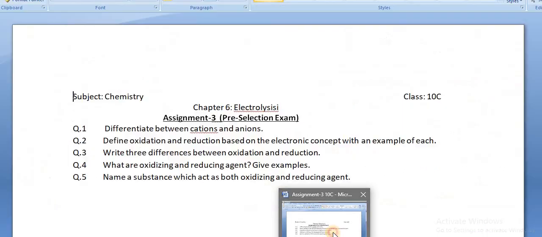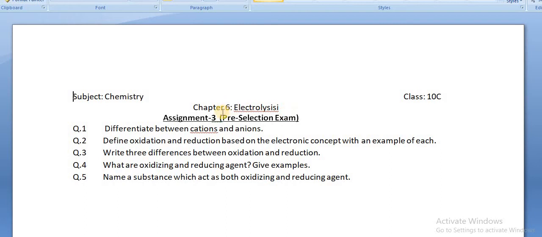Now, the assignment for today. Assignment 3. Question number 1 is differences between cations and anions. Write down two differences. Question number 2. Define oxidation and reduction based on the electronic concept with an example of each. Question number 3. Write 3 differences between oxidation and reduction. Number 4. What are oxidizing and reducing agents? Give examples. And question number 5 is name a substance which acts as both oxidizing and reducing agent. So complete your assignment and send it to my mail.